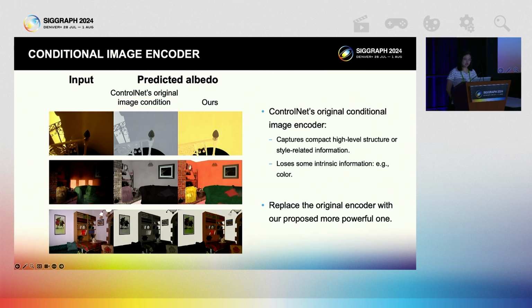Here is an ablation study. As shown in the second column, using the original encoder, the model cannot generate correct albedo colors. Most color information is lost. The albedo appears almost grayscale. By contrast, our proposed encoder helps generate a colorful and high-quality albedo.